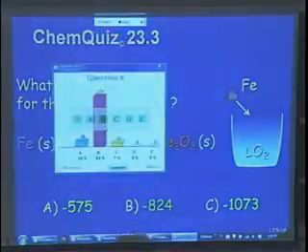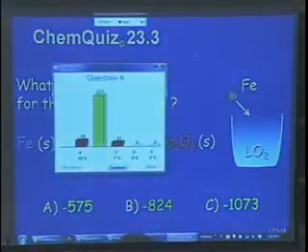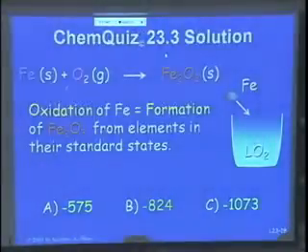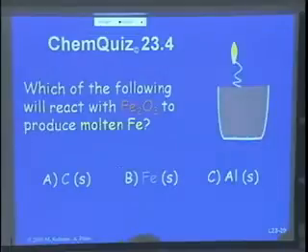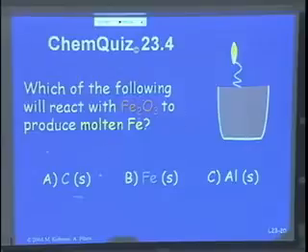Yes. Good. Okay, this is nothing but the enthalpy of formation. The enthalpy of formation of iron in its standard state is 0, this is 0, and this is measured, it's tabulated. And with this, the enthalpy of formation says right here, minus 824. There it is, okay? Now, which of the following will react with iron oxide to produce molten iron? Why don't you vote quickly? Is it carbon, iron itself, or aluminum?